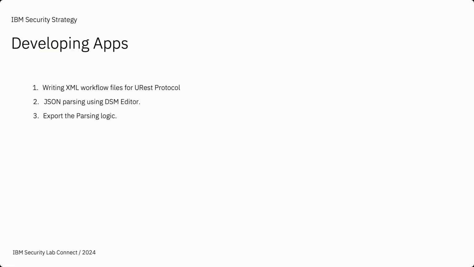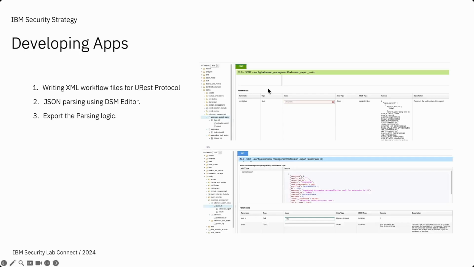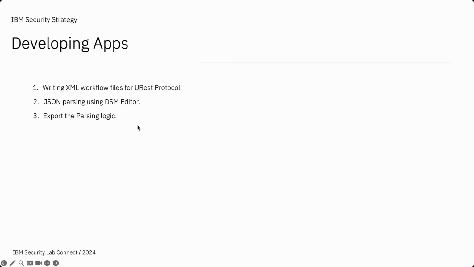After doing that, the parsing logic that you have developed on your local QRadar box needs to be exported. For exporting the parsing logic, there are a couple of ways in which you can do it. One is the CMT tool, which is a CLI tool. Another is the QRadar APIs, which are also available for exporting this parsing logic. Here we have shown how to use the QRadar API to export the parsing logic that we have just created using the DSM editor.